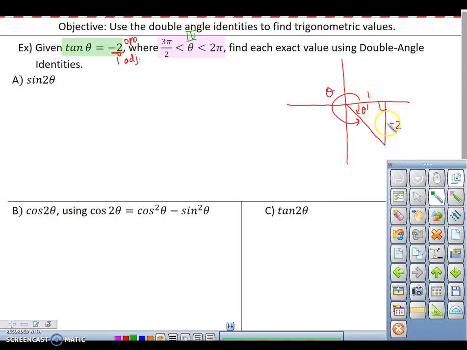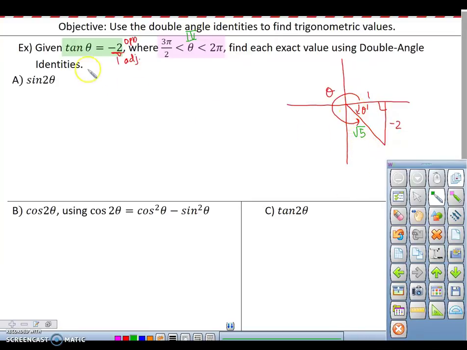Using our Pythagorean theorem, we would get that the hypotenuse would be the square root of 5. The hypotenuse, which is equivalent to the radius of a circle, is always a positive quantity. X and or y can be negative. The hypotenuse of the related triangle is always positive.